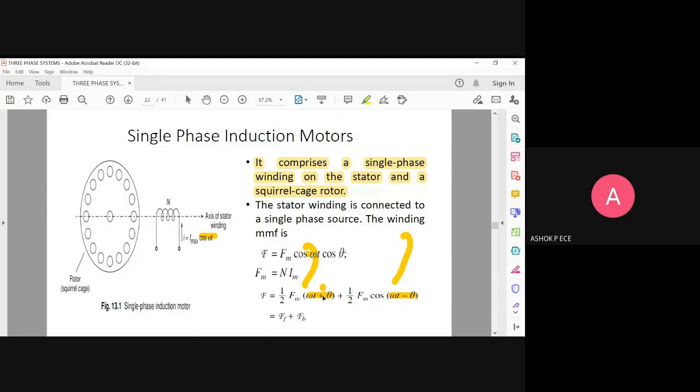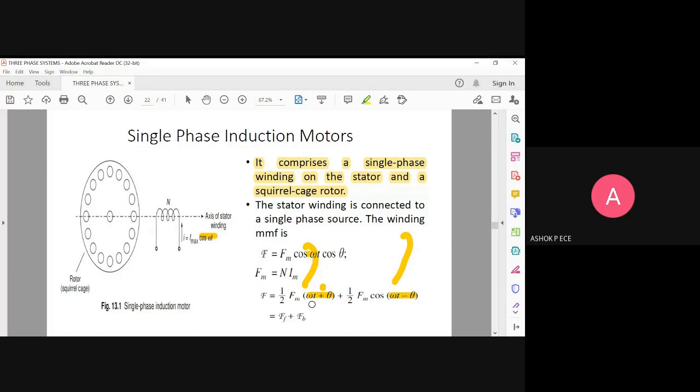I'm going to denote this leading magnetic field by FF and the lagging one by FB. FF is the forward field and FB is the backward field. Forward means it is moving ahead of your actual field, and backward means it moves slightly behind the field. So I'm going to decompose my MMF into two components, forward and backward fields, in a single phase motor. In three phase, you will have a rotating three phase magnetic field. There you cannot decompose that, because you already have a rotating magnetic field from the three phases. But in a single phase induction motor, I'm going to decompose the magnetic field into just two fields.